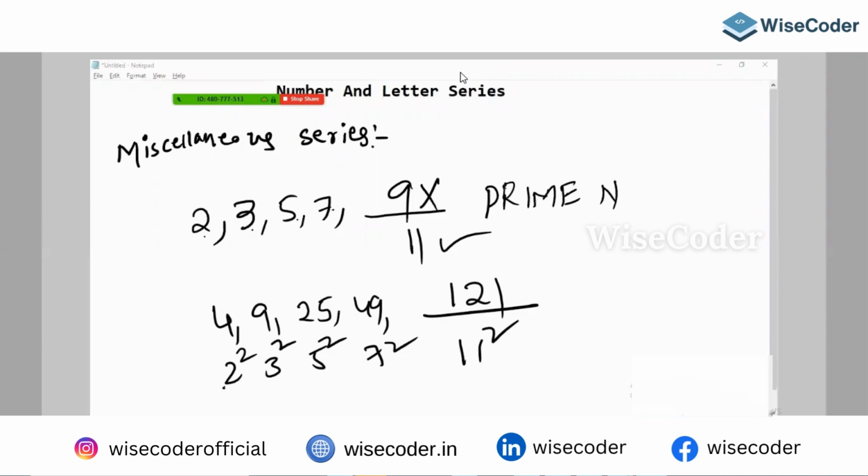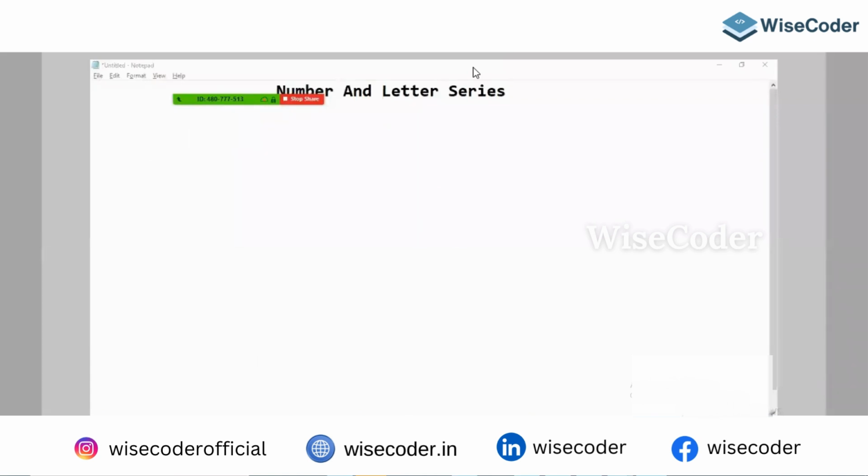Hence the next number is 121. There are a lot of miscellaneous series. They might give something like this: 15, 35, and 77, then a blank.